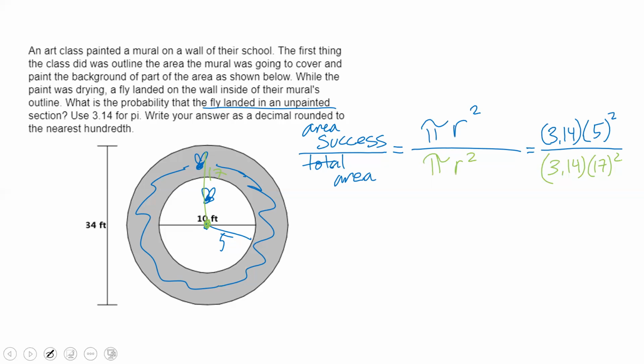And if I plug this fraction into my calculator, it gives me a decimal equivalent of 0.0865. It says to round to the nearest hundredth. So the nearest hundredth is this 8, and will the 6 make the 8 round up or stay the same? It'll be 0.09.